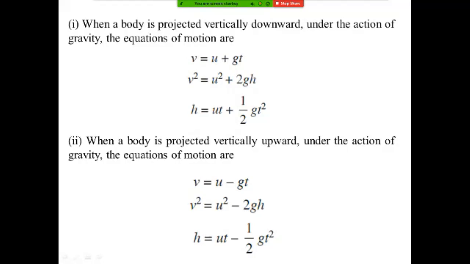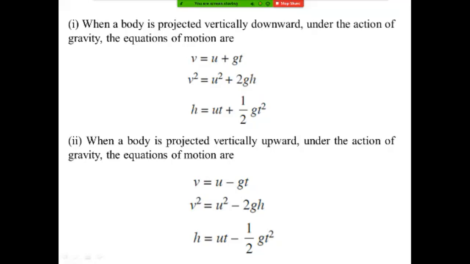If the body is moving towards the gravity, or vertically downwards towards the earth's surface, then we will use positive g. If the body is projected upwards or against the gravity, then we will use minus g. Only this sign we will change. First, we will see when the body is moving towards the gravity, that is moving down towards the earth. Then v is equal to u plus gt.